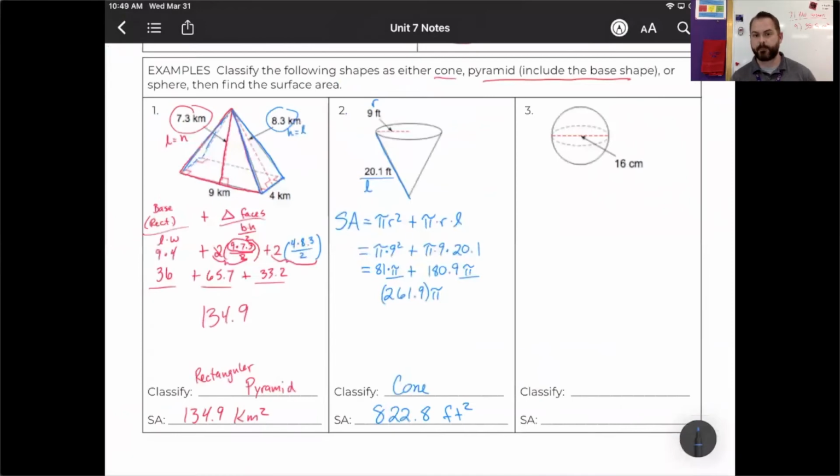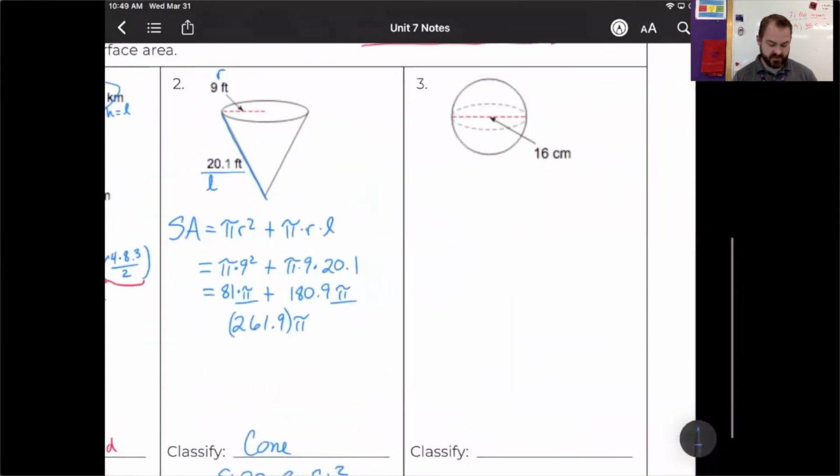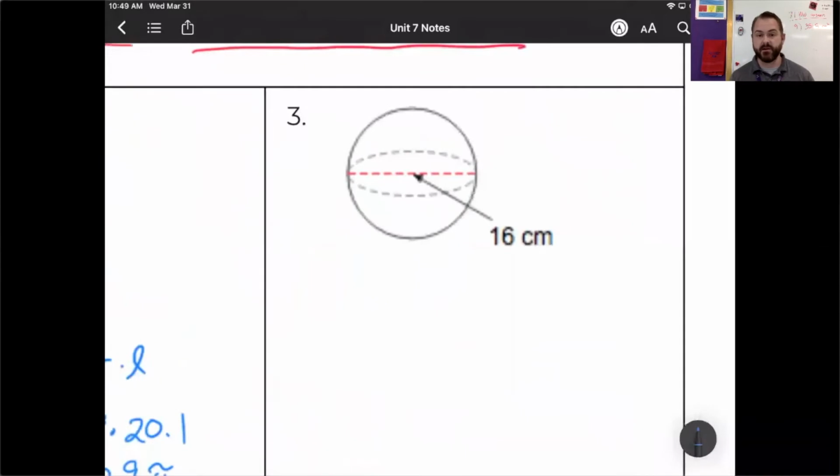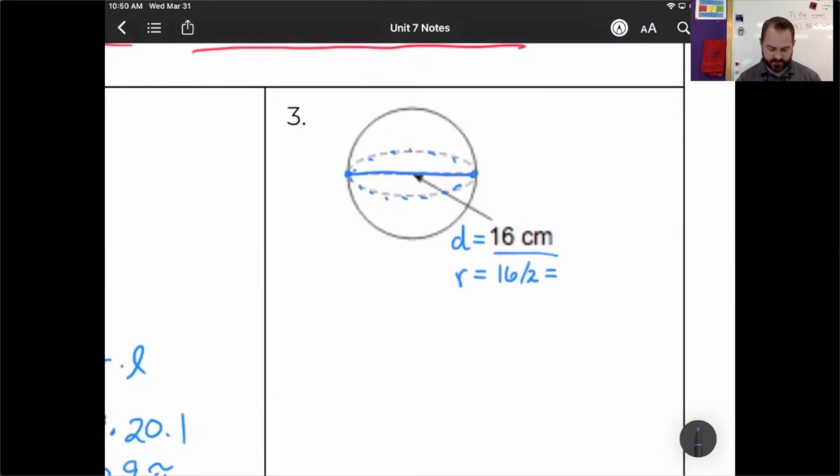Okay, moving on to number 3. You should recognize this as a sphere. Okay, it looks like a circle, but these dotted lines here give it some depth and you realize, oh, that's a sphere. However, be careful with this. This line through the middle here with the arrow pointing to it, they say is 16. That is the diameter. It goes all the way across through the center. I want half of that, remember. Radius is always half of diameter for circles and spheres. So I'm going to take 16 and divide by 2, and I get 8 centimeters. So my radius is 8.